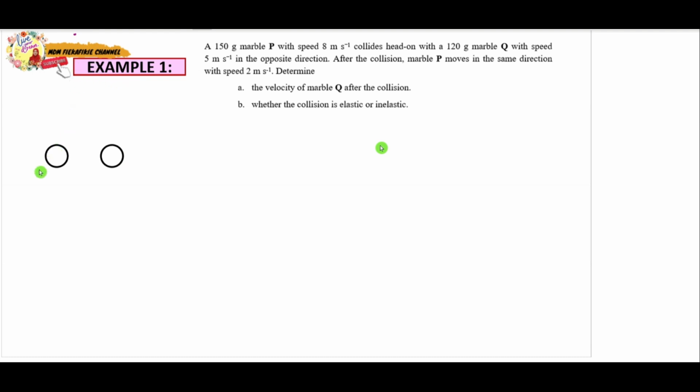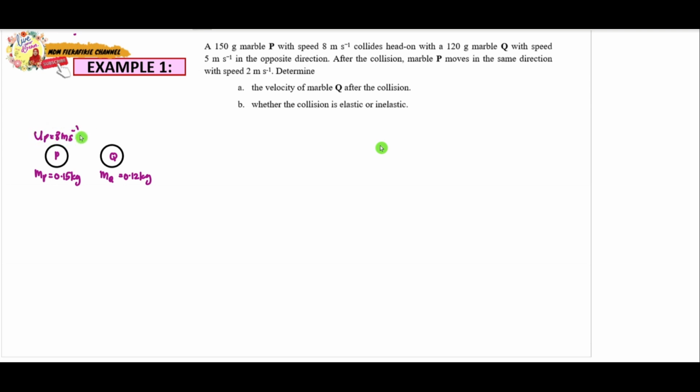Okay, so let's label first that this is P and this is Q. Okay, the mass of P is 0.15 kg. Make sure you change to kg, and Q is 0.12 kg. Alright, and initial speed of P, so we write UP equal to 8 meter per second.